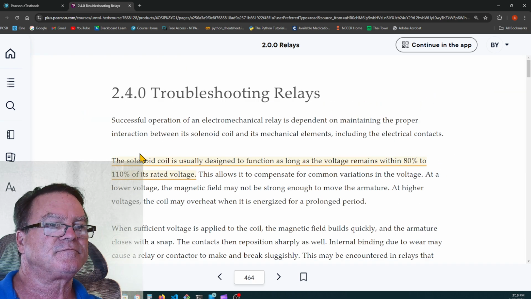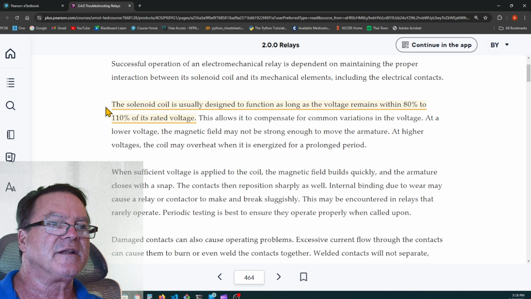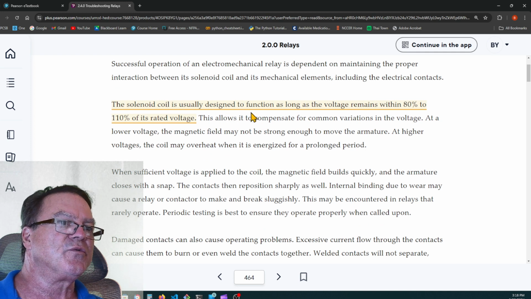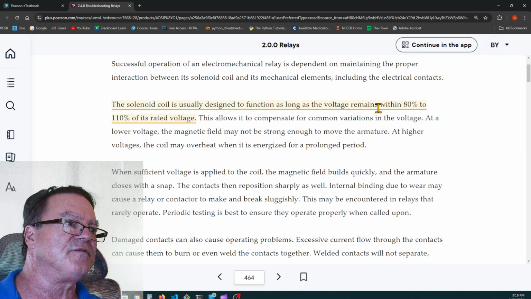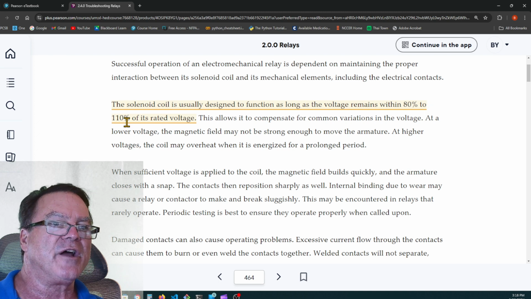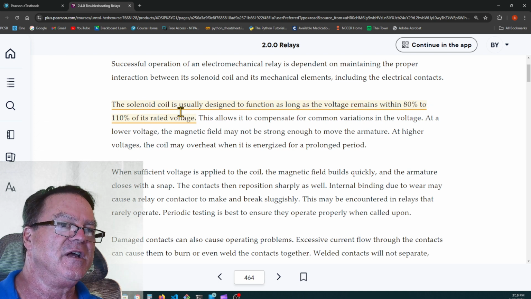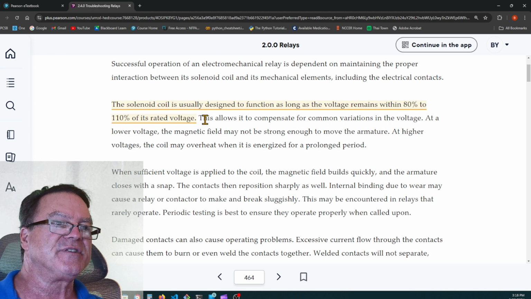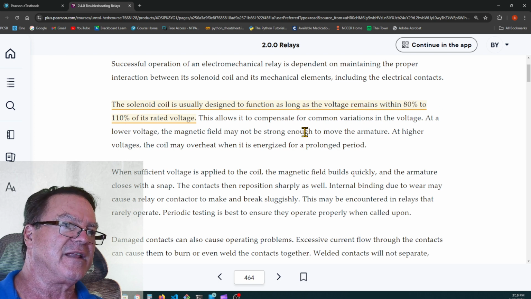Troubleshooting. Here's a highlight. It says the solenoid coil is usually designed to function as long as the voltage remains within 80 to 110% of its rated voltage. So the solenoid coil will operate within 80 to 110% of the rated voltage. This allows it to compensate for common variations in the voltage.